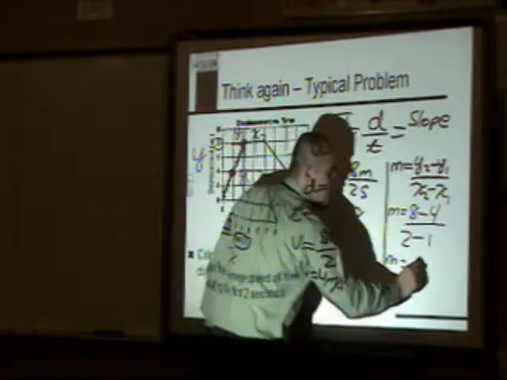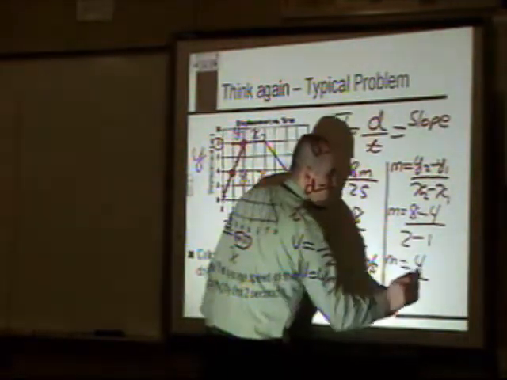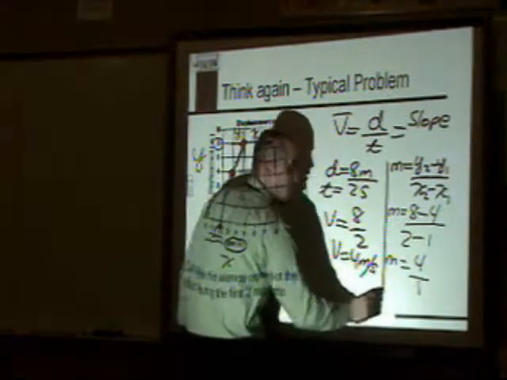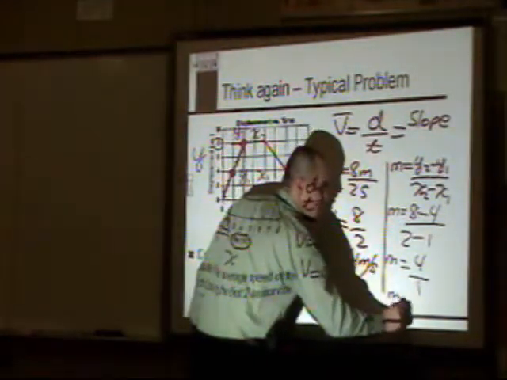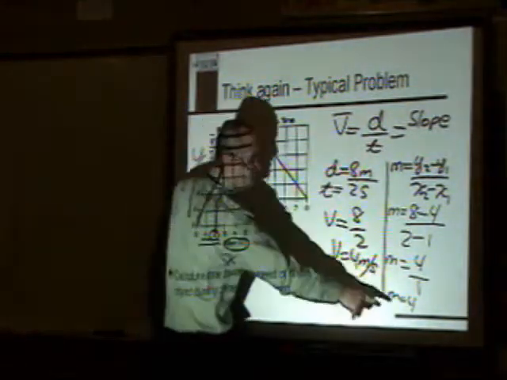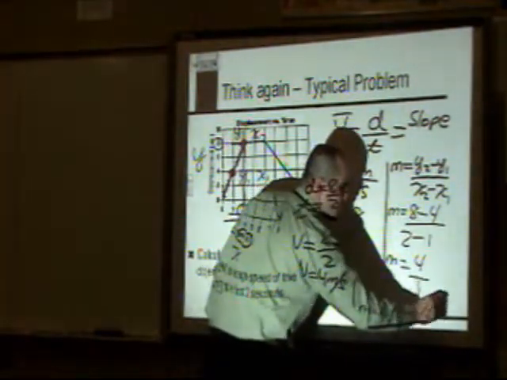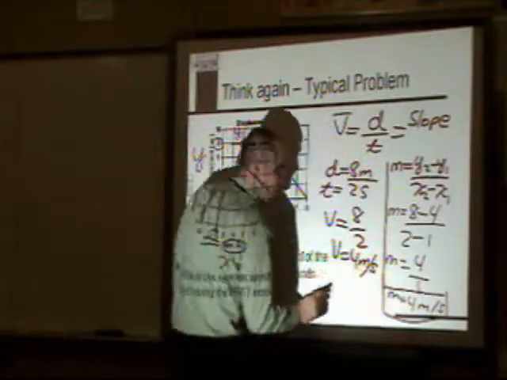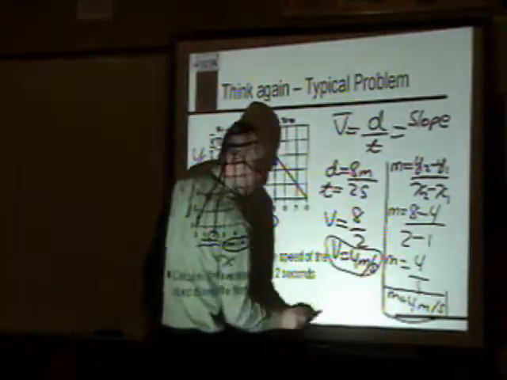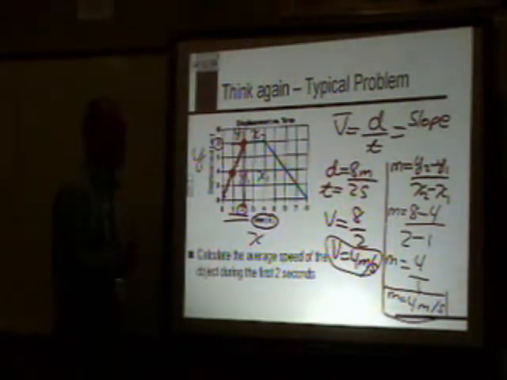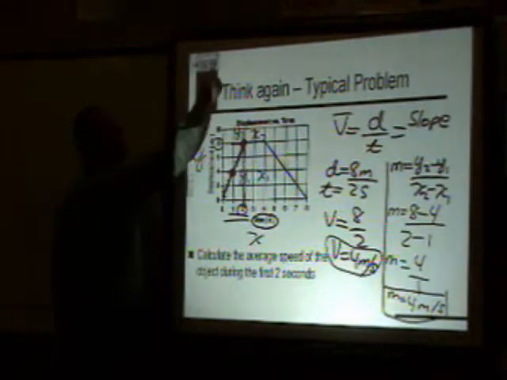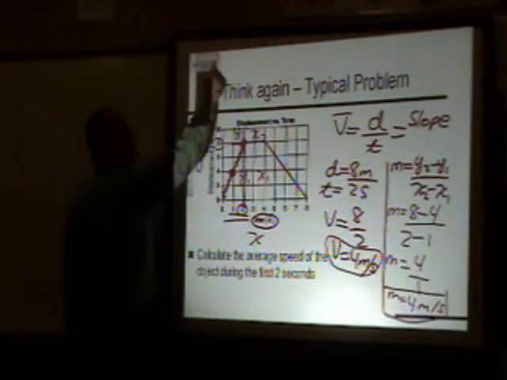8 minus 4 is 4. 2 minus 1 is 1. And my slope is 4. Check it out. Got the same number. So my speed is 4 meters per second. Easy. Okay.